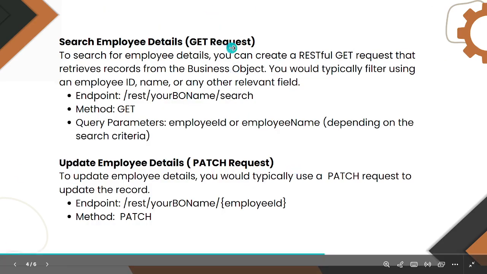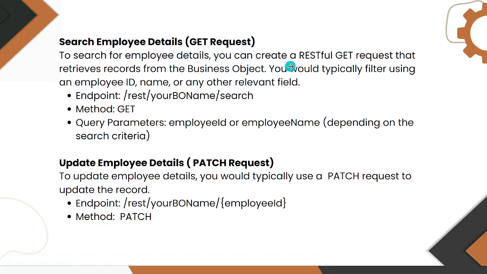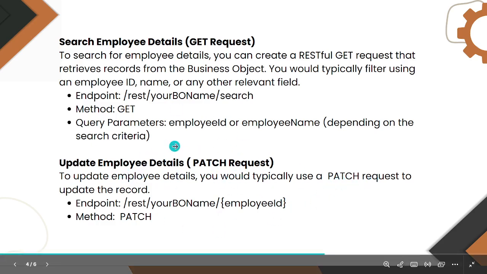Search employee details uses a GET request. To search employee details, you can create a RESTful GET request, so the user will get the data from the business object. For example, use the GET method. For update employee details, for a new record, call the REST endpoint. Here we use the PATCH method to update record details in a business object.